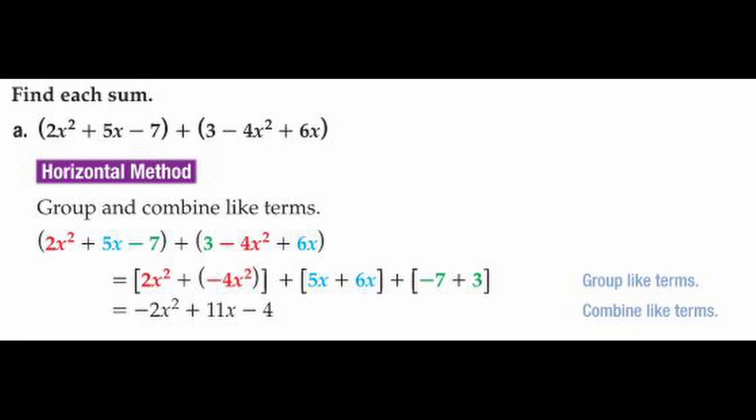We're just finding the sum. We're not doing anything to the sum. It's negative 2x squared plus 11x minus 4. If you had those out of order, it's still correct, but sometimes it'll say in standard form. And if it says in standard form, it needs to be written in standard form.